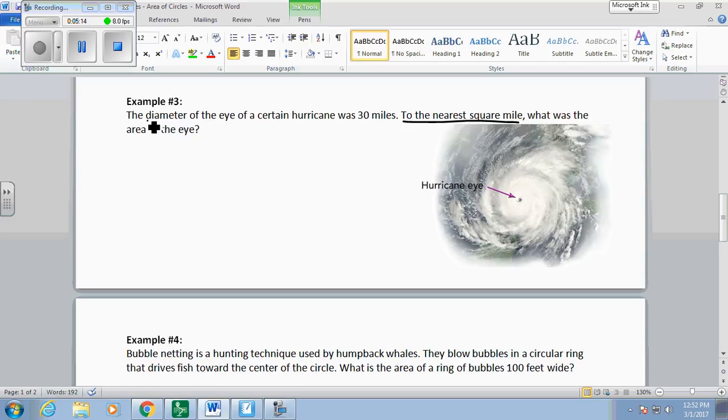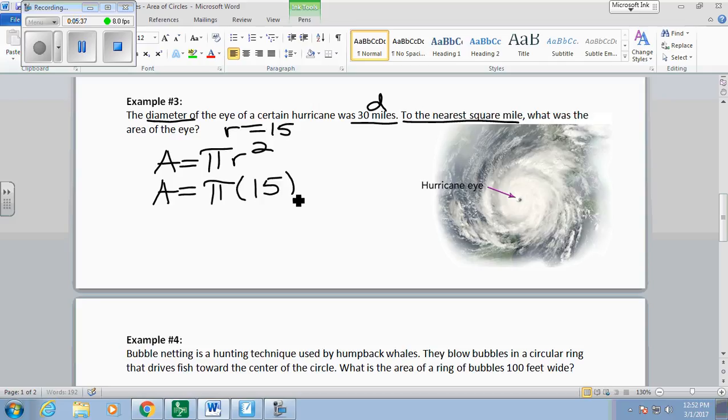And this time, instead of them giving us the diameter or the radius, they are giving us a diameter of 30 miles. So we want to be clear that if the diameter is 30, we know that the radius will be half that, so that's going to be 15. Okay, and just for fun, I will put A equals pi r squared, substitute in the 15 in place of the radius. We go through. I will square 15 first, which will give me 225, and then 225 times pi, rounded to the nearest whole number, will be 707 miles squared.